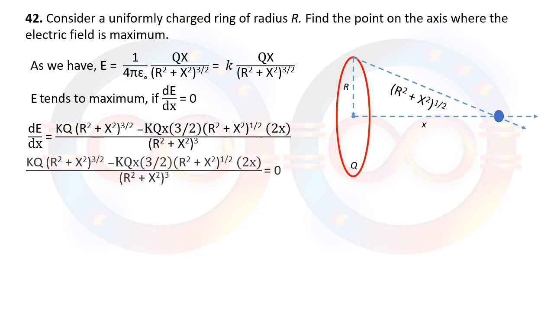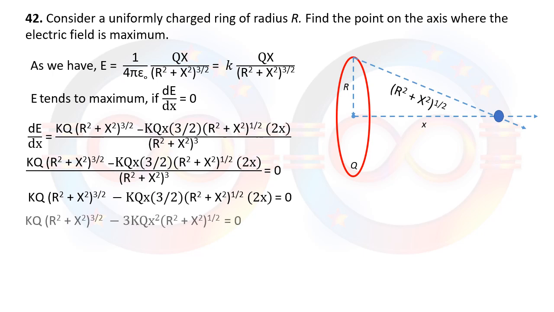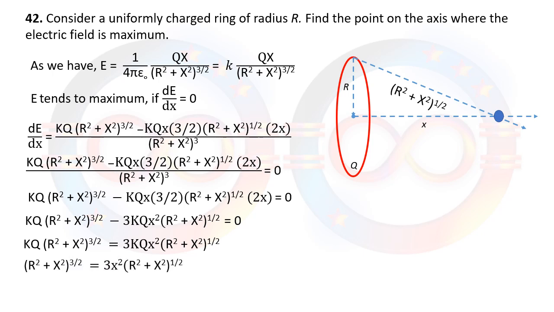If we are going to take this equal to 0, we know that the denominator is not equal to 0, it means the numerator has to be equal to 0. And then, if it is equal to 0, we take the negative terms, or half of the terms which are negative, to the other side. The kq term and kq term would get cancelled, and then the equation would come as r square plus x square power 3 by 2 is equal to 3x square.